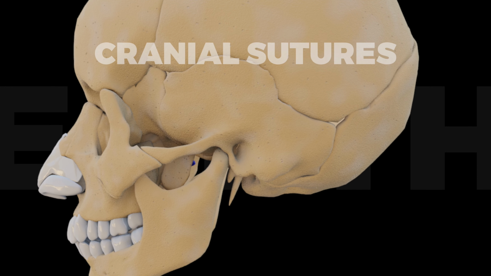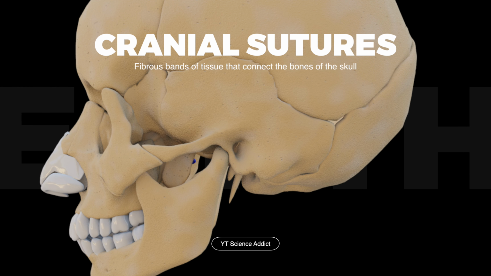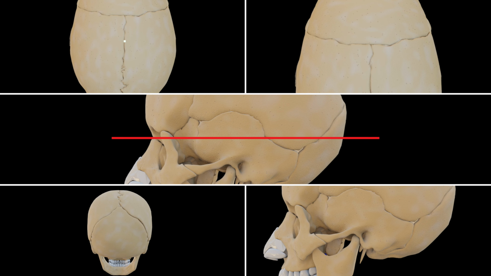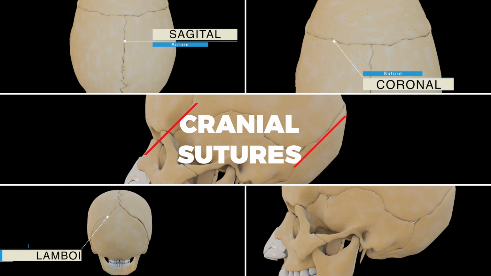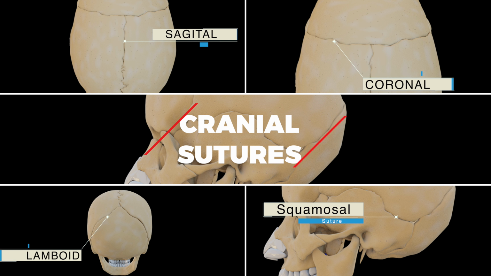Cranial sutures are fibrous bands of tissue that connect the bones of the skull. The major sutures include sagittal suture between the two parietal bones, coronal suture between the frontal and parietal bones, lambdoid suture between the occipital and parietal bones, squamosal suture between the temporal and parietal bones.